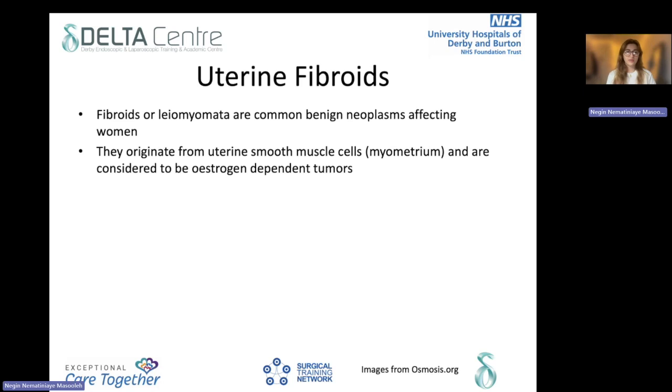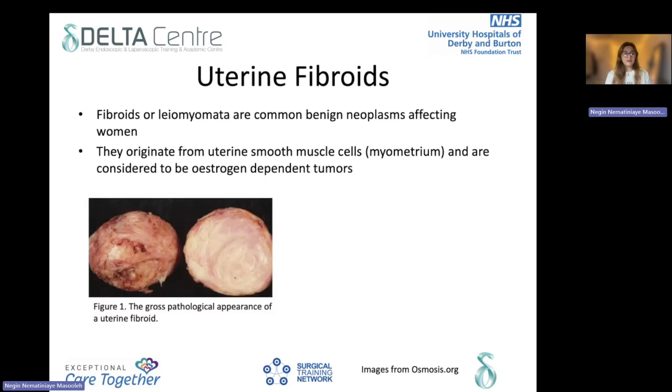So uterine fibroids are benign tumors that arise from the muscular layer of the uterus, also known as the myometrium, and they are considered to be dependent on estrogen, so their growth is hormone driven. I have an image of the appearance of a uterine fibroid here, just to show you that these are solid masses. It's not like a cyst or an abscess. These are full of cells.